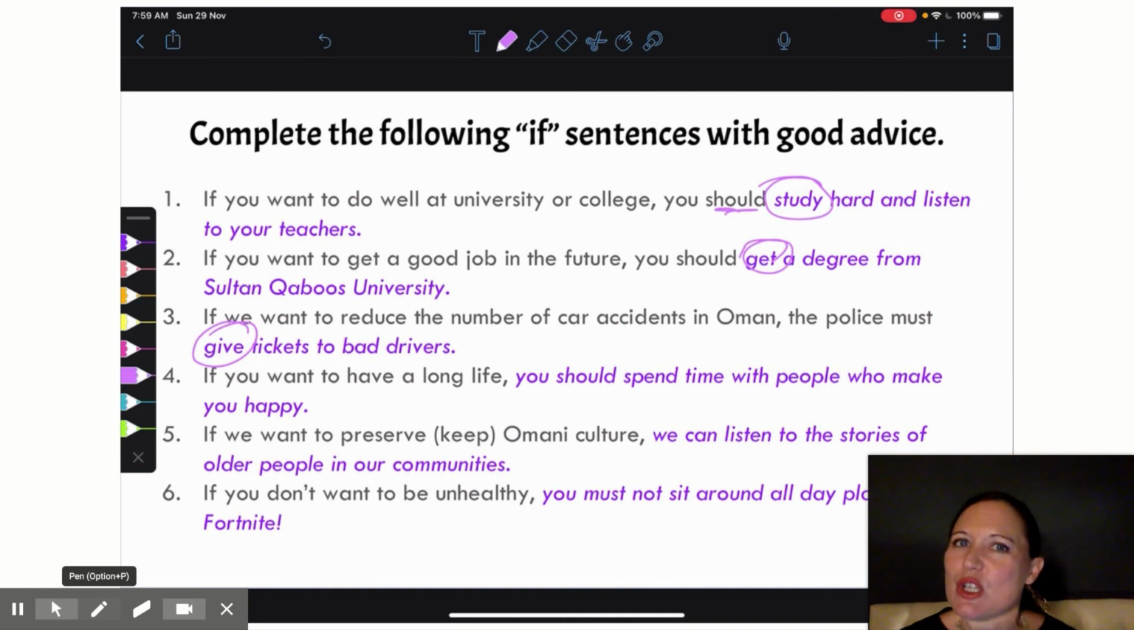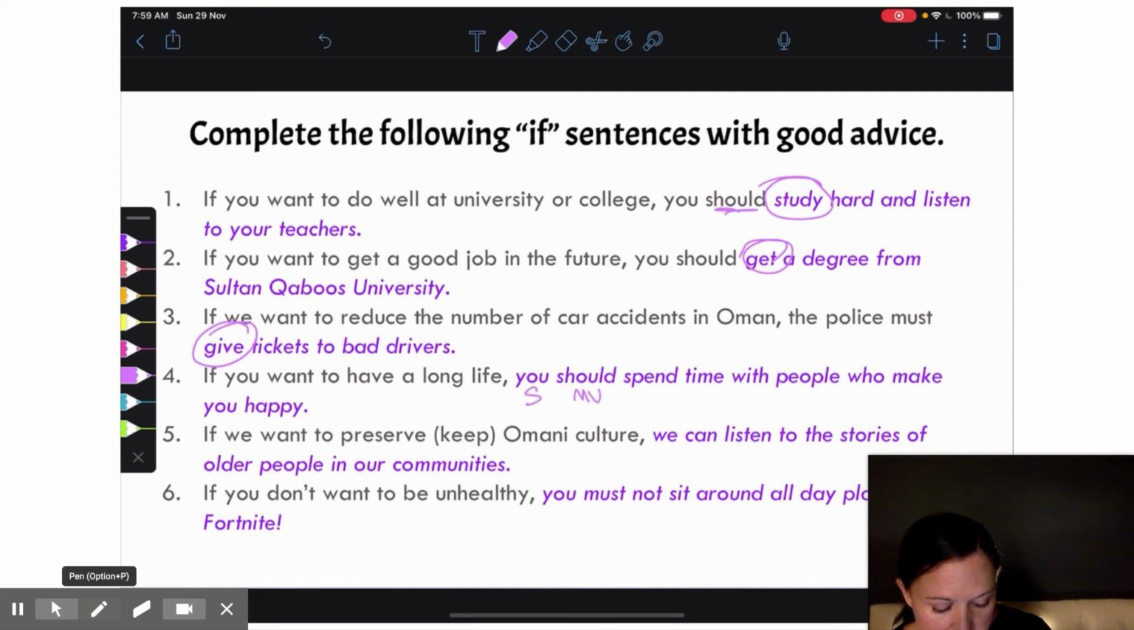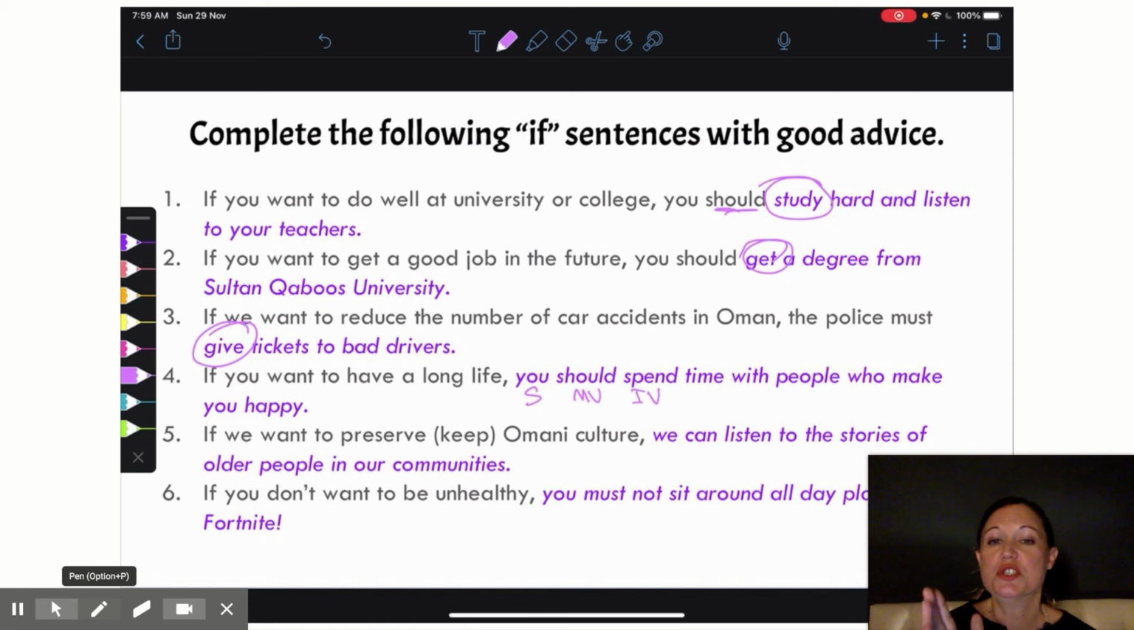If you want to live a long life, in this one you needed to complete that second clause, and remember, it should have a subject, a modal verb, and an infinitive verb. You should spend time with people who make you happy, right? I think I learned that from Sheikh Halfan.